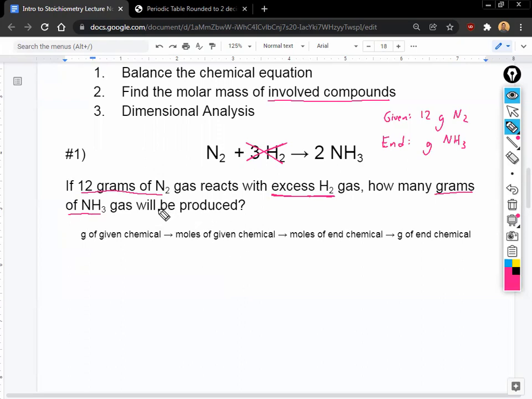Any questions on how we found the important chemicals? So we did step 1, we balanced. Now we're going to find the molar mass of the important chemicals. I want you to take about 2 minutes. You can work with the person next to you. Find the molar mass of the important chemicals, N2 and NH3. Take about 2 minutes to do that.